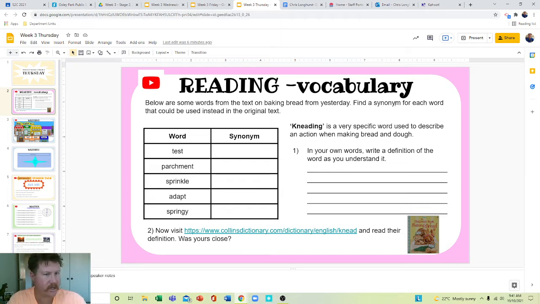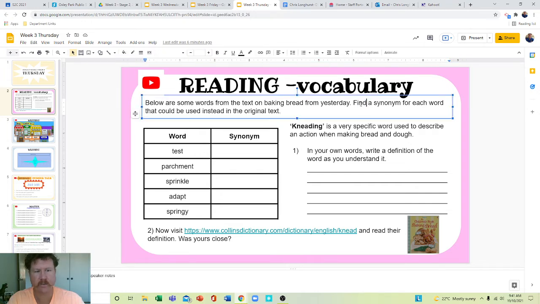Find a synonym, which you learned yesterday, for each word that could be used instead of the original text. Here is the word: find. This word is not think of your own, come up with, write down in your own words. It is not that. The word is find. In other words, you have to search for them.